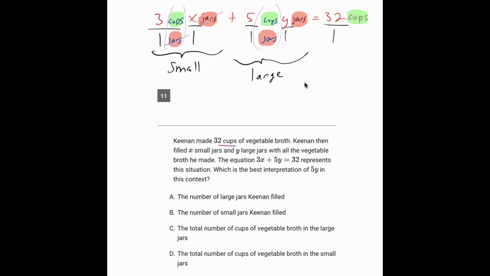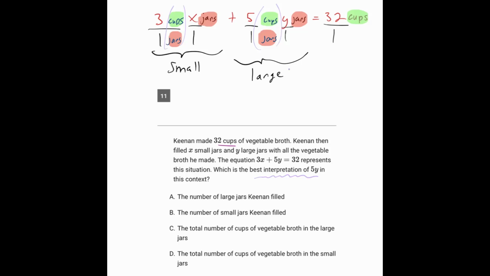So we'll just go ahead and delete these things. Crossing them out was the way that we knew this made sense. But now we're being asked, what's the best interpretation of the 5y? Well, we knew that the 5 was the cups per jar and the y was the number of jars, and this all pertains to the large side.